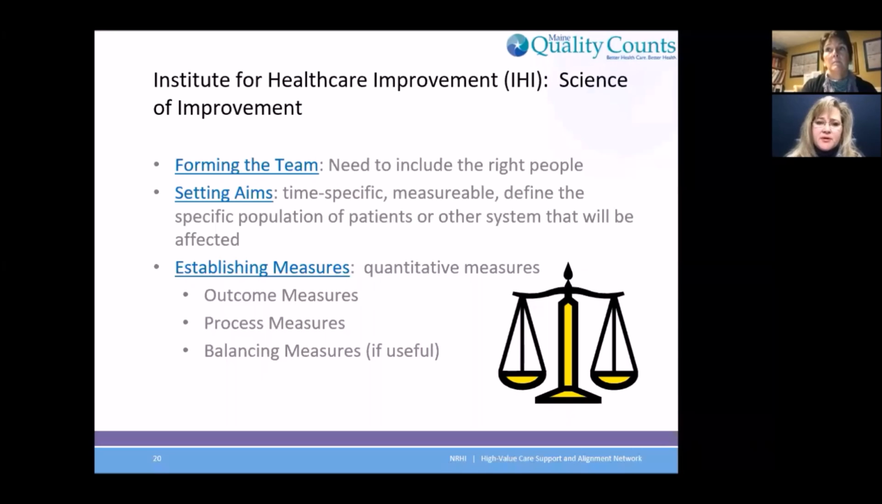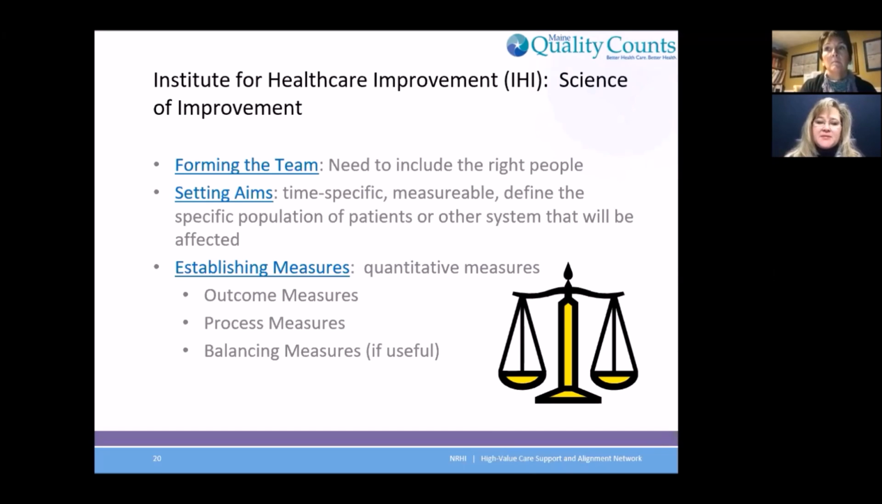Setting the aims, like Sue alluded to, we really want to think about when you're studying that, what's that big picture, for what population are you looking at, how many, how are you going to attain this, and then it's so important to put some time on that, right?